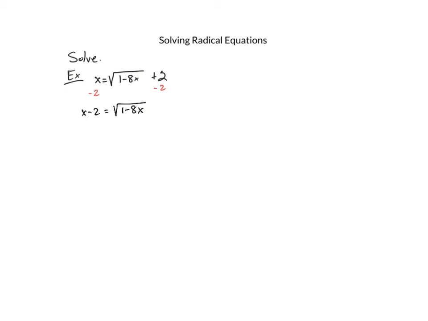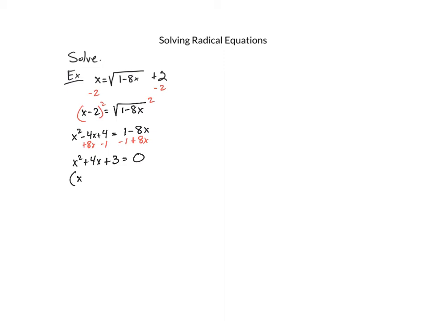Do you see what will happen next? Let's square both sides. So we have x squared minus 4x plus 4 equals 1 minus 8x. We're going to set it equal to 0 because we have a quadratic equation. That means I'm going to add 8x to both sides. And I'm going to subtract 1 from both sides. So I have x squared plus 4x plus 3 equals 0.